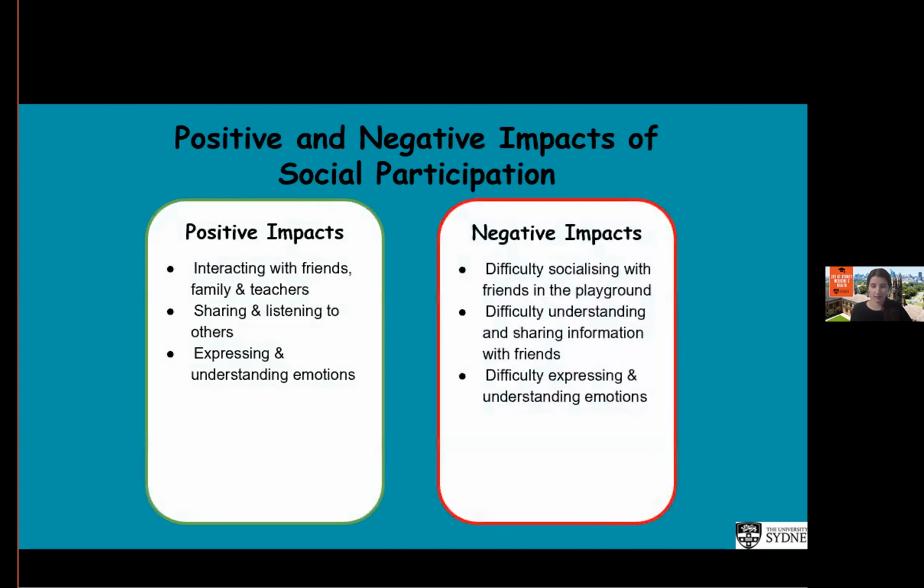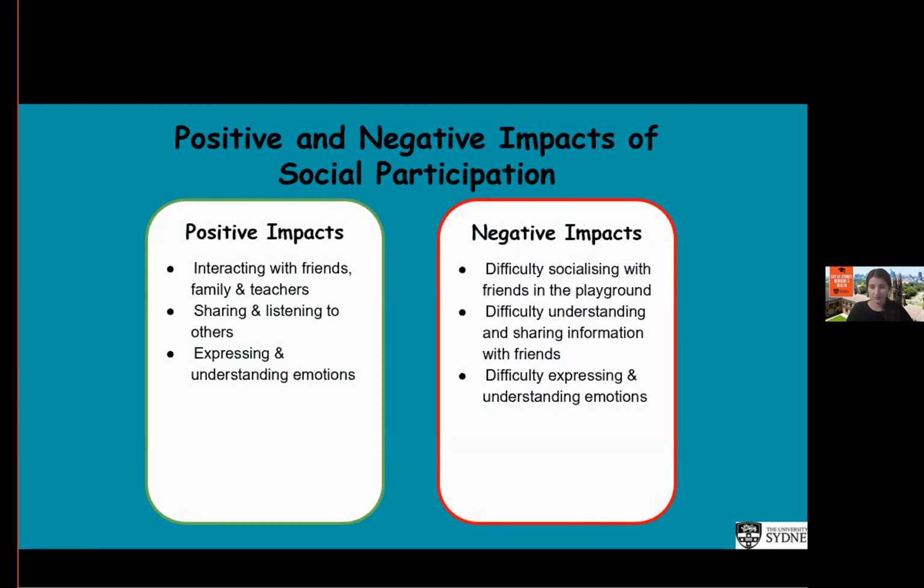Conversely, vocabulary can also negatively impact a student's social participation. If a student has a restricted vocabulary, they may struggle to socialize with their friends in the playground. They may not understand what their friend is saying to them because of their limited receptive vocabulary. The student may also struggle to share information and contribute to conversations because they have a limited expressive vocabulary.